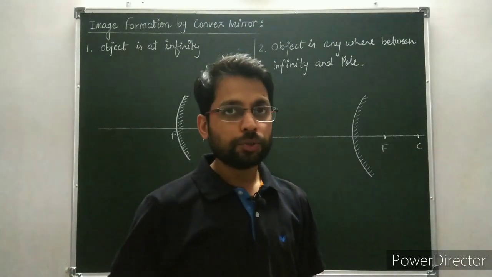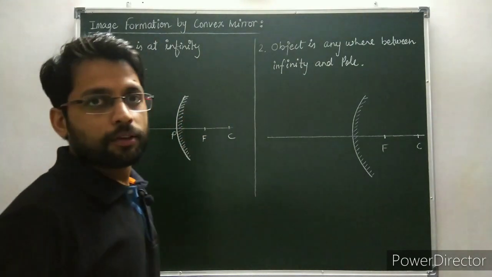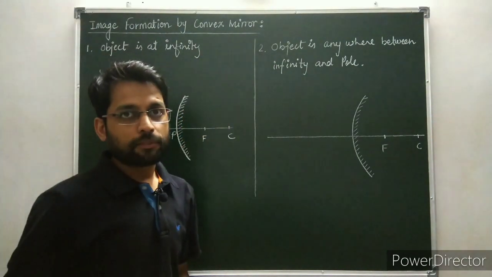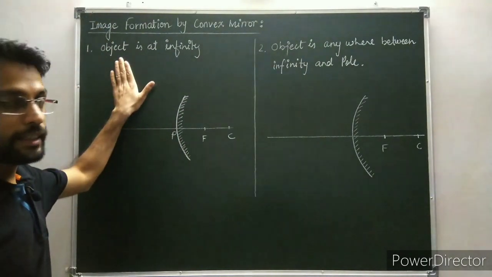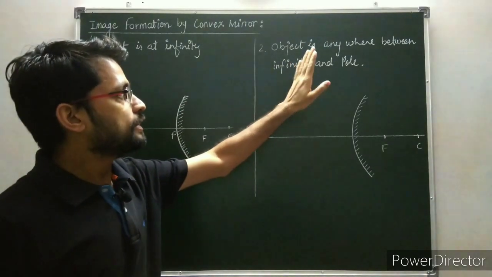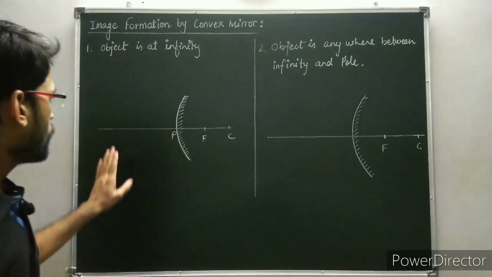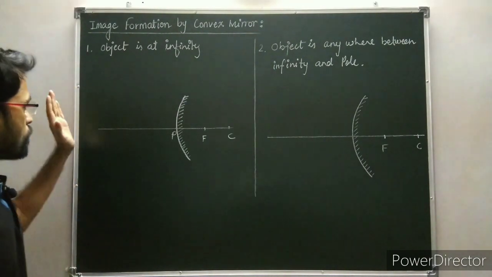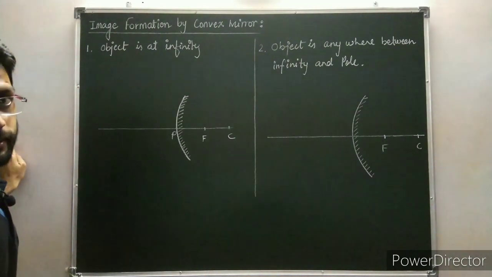Now I am going to show you the image formation by convex mirror with the help of ray diagram. Here we have two cases. One, when the object is at infinity, and second, when the object is anywhere between infinity and pole. Now come to the first one, when the object is at infinity on the principal axis.